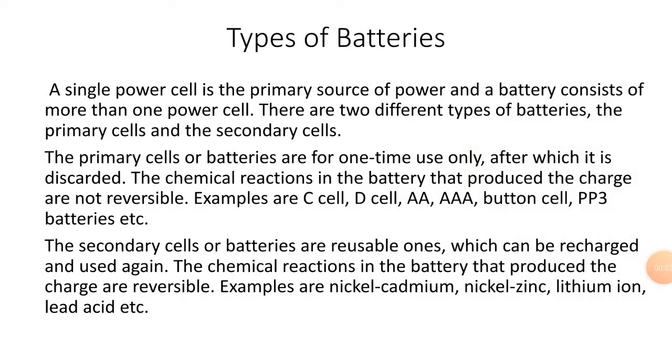Types of batteries. A single power cell is the primary source of power, and a battery consists of more than one power cell. There are two different types of batteries, the primary cells and the secondary cells. The primary cells or batteries are for one-time use only, after which they are discarded. The chemical reactions in the battery that produce the charge are not reversible. Examples are C cell, D cell, AA, AAA, button cell, PP3 batteries, etc. The secondary cells or batteries are reusable ones which can be recharged and used again. The chemical reactions in the battery that produce the charge are reversible. Examples are nickel-cadmium, nickel-zinc, lithium-ion, lead-acid, etc.